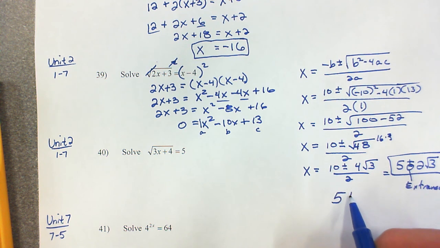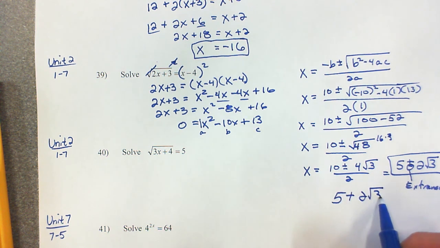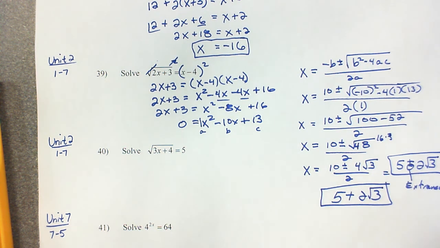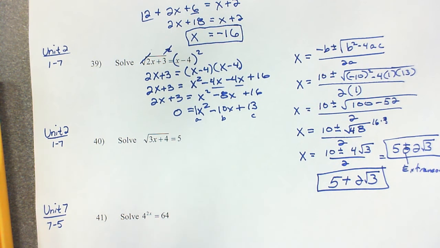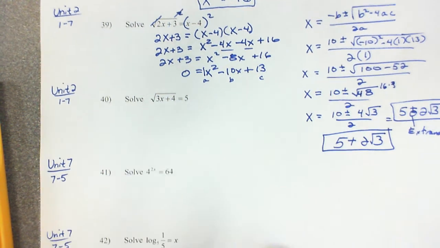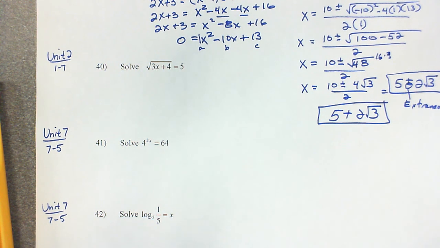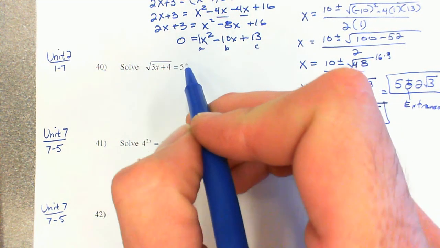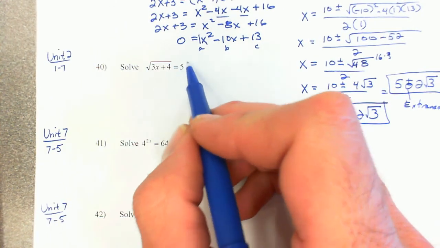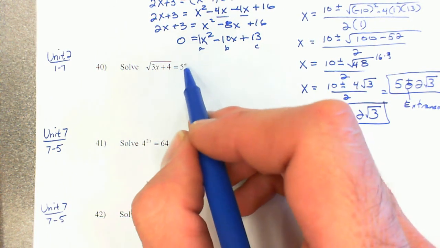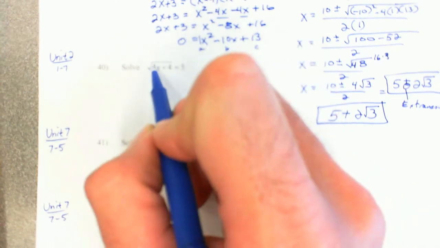So really the final answer is 5 plus 2 square root of 3. That's your final answer. Okay? Because the negative is extraneous. Okay? On number 40, same problem, except here we don't have multiple terms over here. We just have a 5. So this one should be much easier.